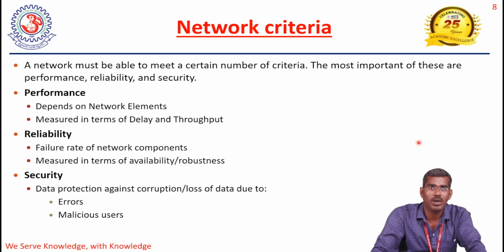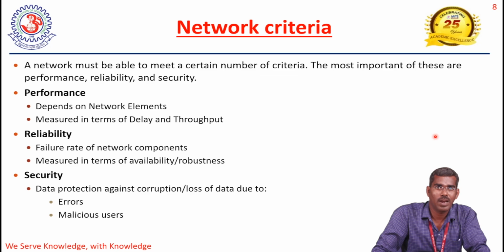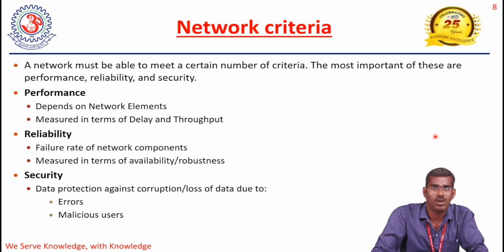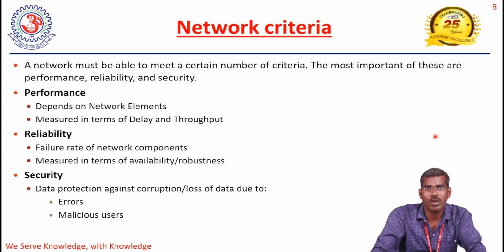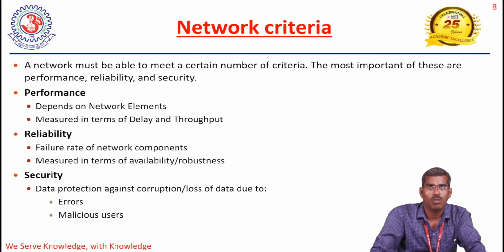So reliability. Reliable means we have to measure the failure rate of the network components, measured in terms of availability or robustness. Security in the sense we have to protect our data against corruption or loss of data. Corruption or loss of data can be due to errors or malicious users.